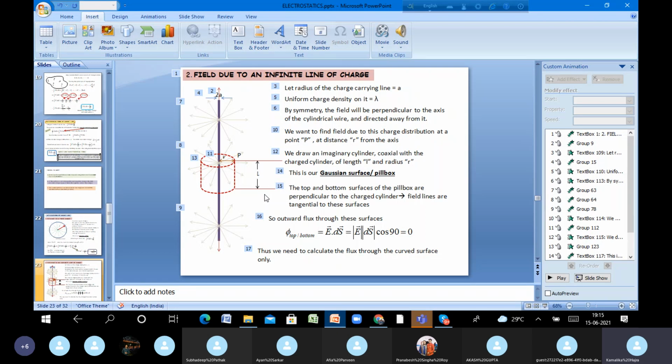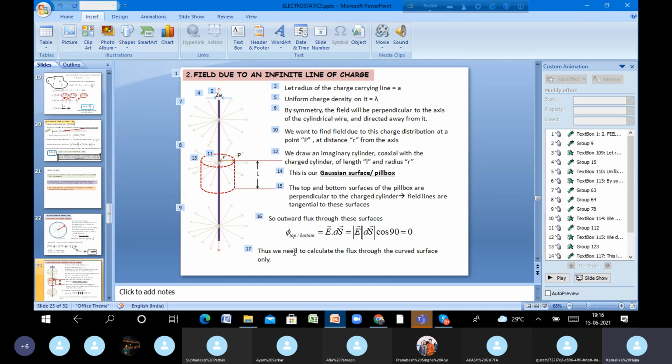Now next we see that if you consider the top surface or the bottom surface of the cylinder, then there is no flux attached to it. Why? Because the lines of force are tangential to the surface. So if you take E dot A, the dot product of the electric field direction with the direction of the normal to this area, then the angle is 90 degrees. So the dot product is 0. So the flux does not have any contribution from the top and bottom surface. So the only contribution comes from the curved surface.